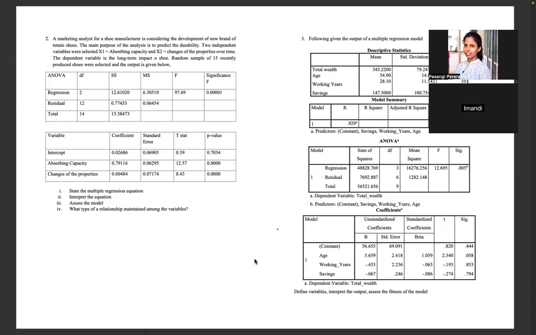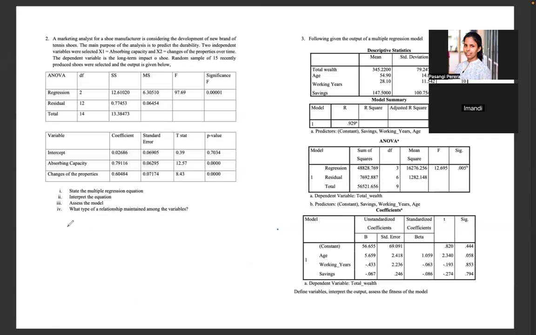So the ANOVA table is there and the rest of the variables are there. For the ANOVA table, regression, residuals, these values are there. For the variables, they have given us the coefficients, beta naught, beta 1, intercept meaning beta naught, and the rest of the values for absorbing capacity and the change of properties. Now the question is, state the multiple regression equation. What is the equation? Y equals beta naught plus B1 x1 plus B2 x2. That is the common form according to this question.